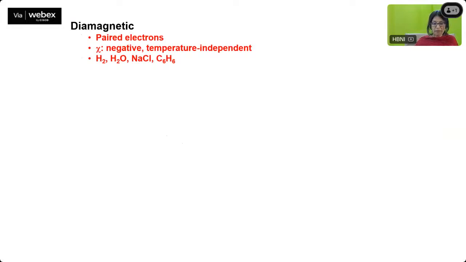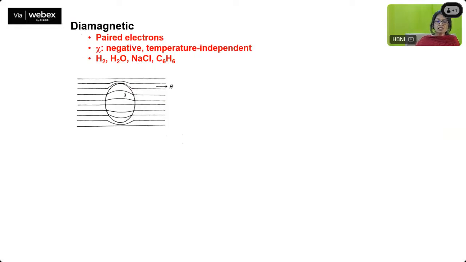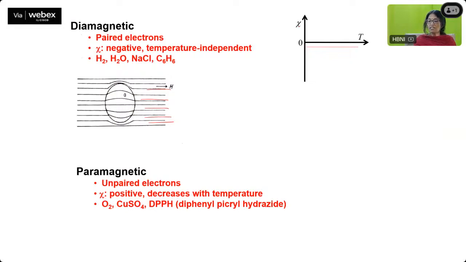So first, a little bit about diamagnetism. So you have paired electrons. In this case, this chi is negative. It is temperature independent. And the examples are hydrogen, water, sodium chloride, benzene. So it's something like this. So if you place this, you have this magnetic field H, which has been applied. And you place this particular matter inside the magnetic field. What you see is that the magnetic lines of force get deflected out. So that means that this particular material is diamagnetic. Okay. So if you have this chi value versus this T, this is how the diamagnetic material is going to look like.